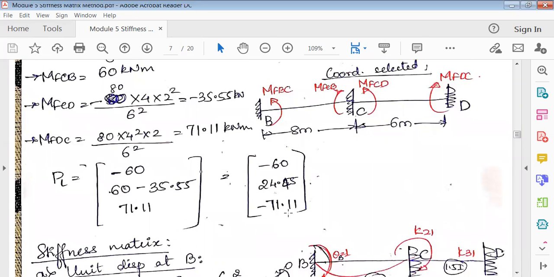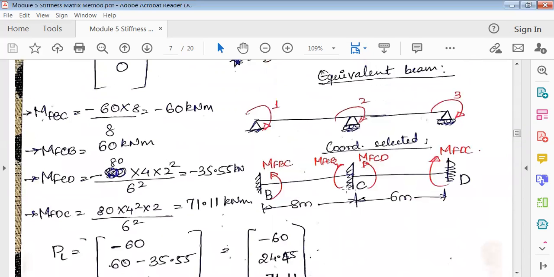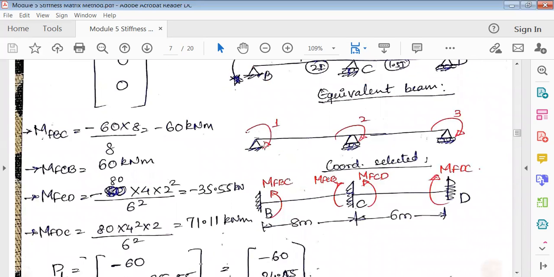Now the most important thing is finding the stiffness matrix. To find the stiffness matrix, again the same thing. First we'll apply a unit rotation at 1, then find out how much is K11, K21, K31. Similarly, we'll apply a unit rotation at 2, that is theta equal to 1 at 2, then calculate the deflection left and right, and find the K values for this. And finally, we'll apply a unit rotation, theta equal to 1, in the third direction, and simultaneously find the K values.